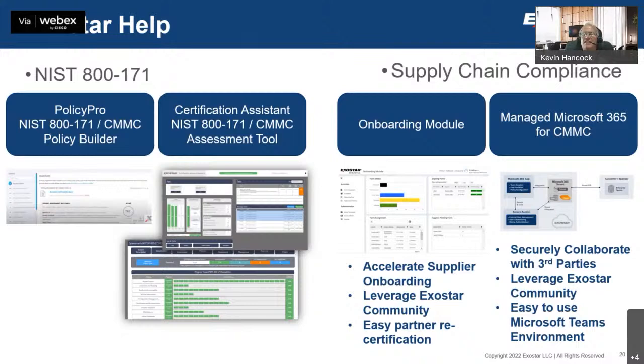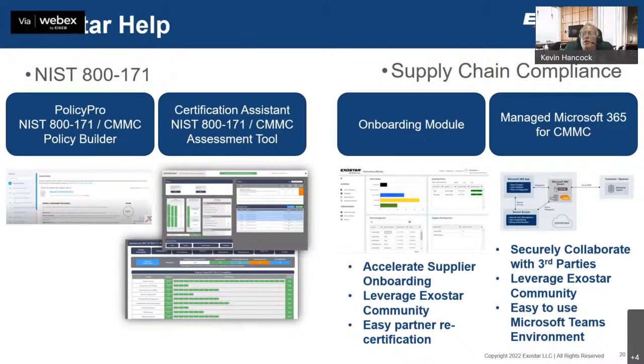Then, as Kyle mentioned, one of the things you need to consider is where you store that CUI information and how you share it with others, either within your organization or across organizations. Exostar has products that help in that sharing and storage of information in our managed Microsoft 365 for CMMC.